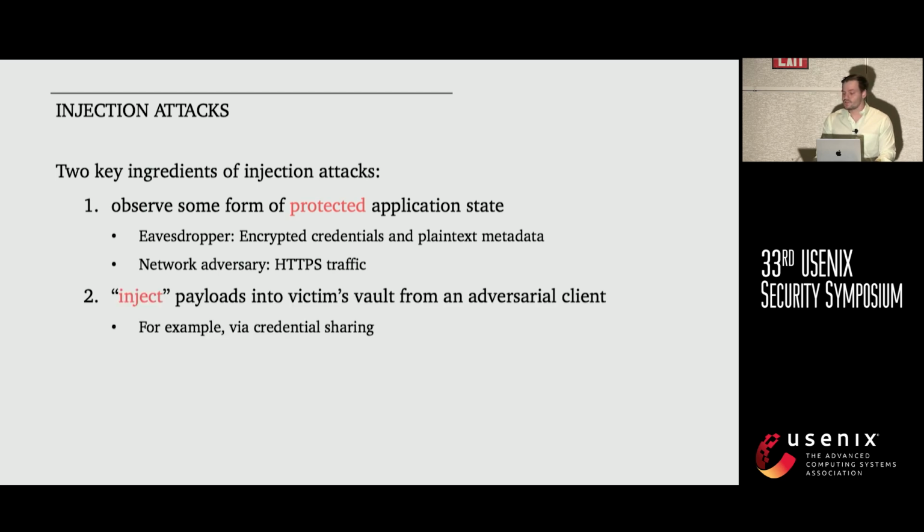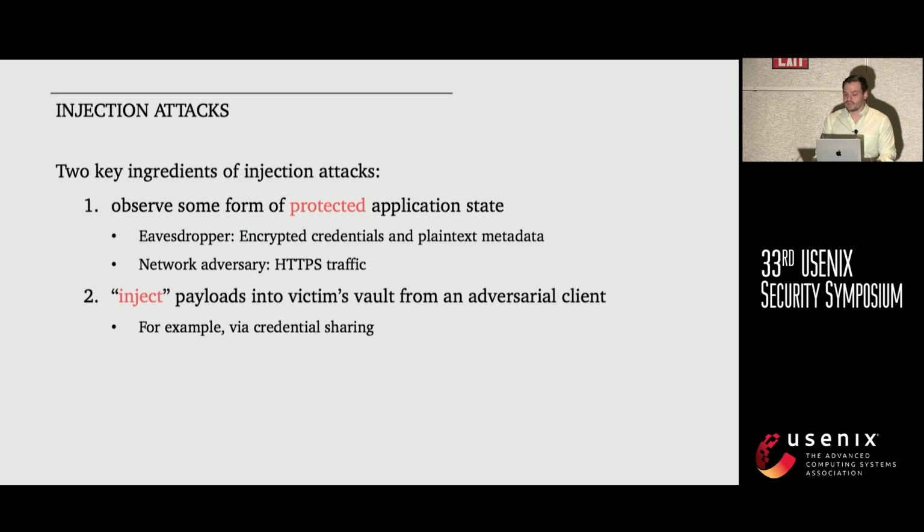Then we additionally assume that the adversary can interact with the victim and send payloads through the standard unmodified interface provided by the application client. So these payloads are received by the victim client and added to its internal application state. For example, the adversary can share credentials with the victim, which are then incorporated into the vault. So the adversary can coordinate observations and injections adaptively by sharing a credential, observing the resulting application state, which then informs the next credential to share, and so on, with the aim of backing out confidential information.